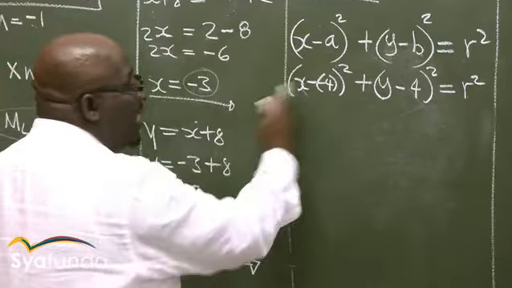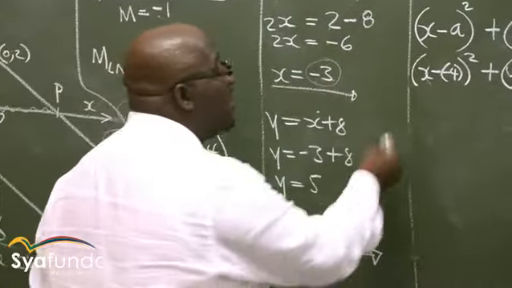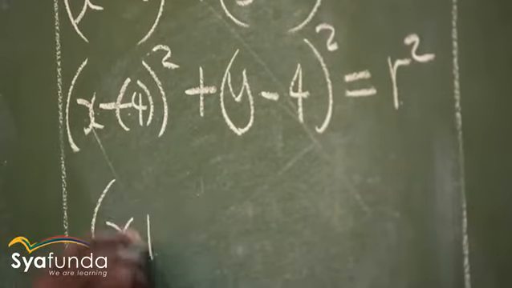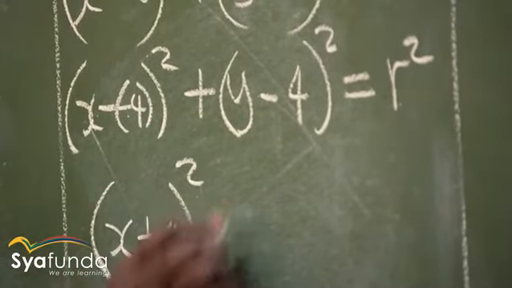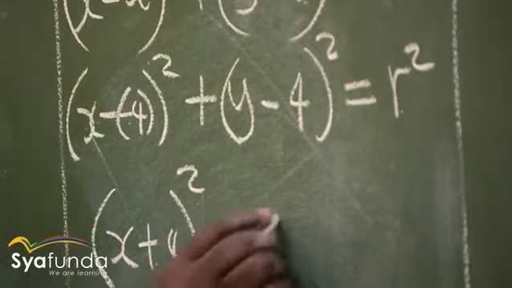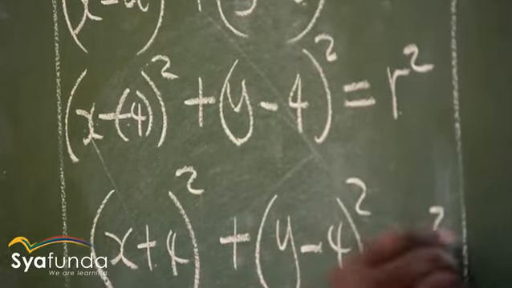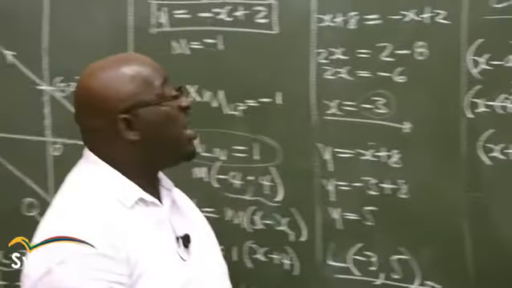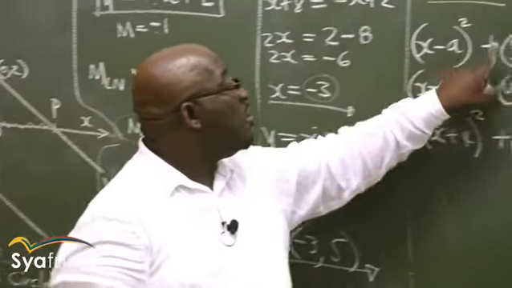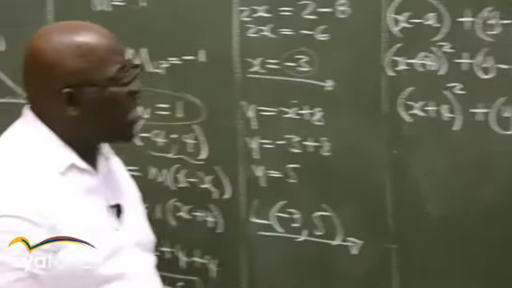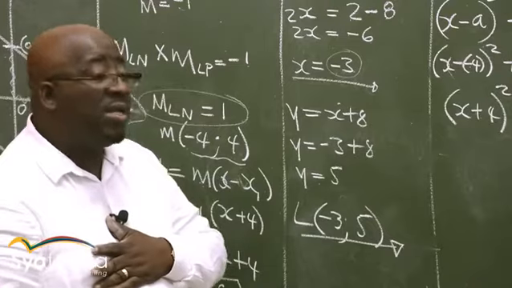Let's write it down. Let's clean this one up. This is going to be x minus times minus is going to be plus 4, all squared, plus y minus 4 all squared, is equal to r squared. Khumbula ukuthi sithema sifuna equation so sifuna a no b no r squared. Sesinayo a sinayo b sishode ngo1 manje ngo r squared. Kodwa samthola kanjani r squared?